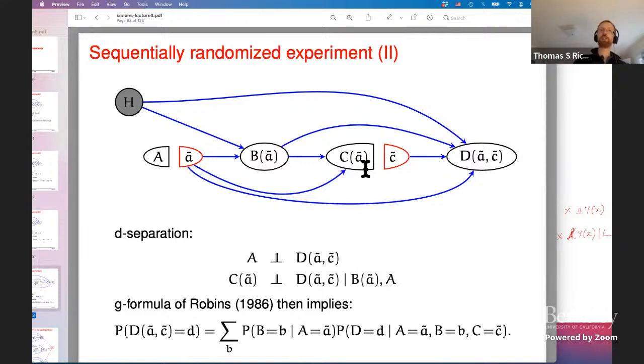And then it just remains to check, is this independent of this given this and this? The only thing we have to remember is that although it might look like there's a path through A, this is a fixed node, and we never allow paths that go through fixed nodes. So we only have to worry about paths through B of A, but if we're conditioning on B of A, then B of A is a collider. And so this d-separation holds, and we can apply the formula.